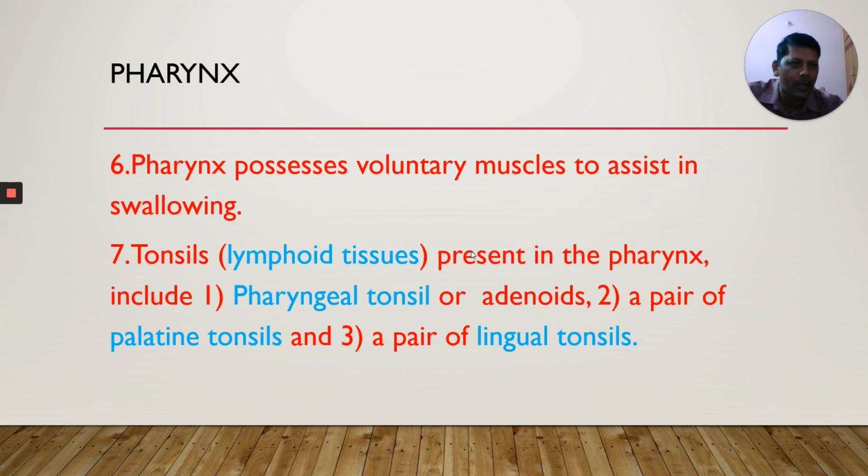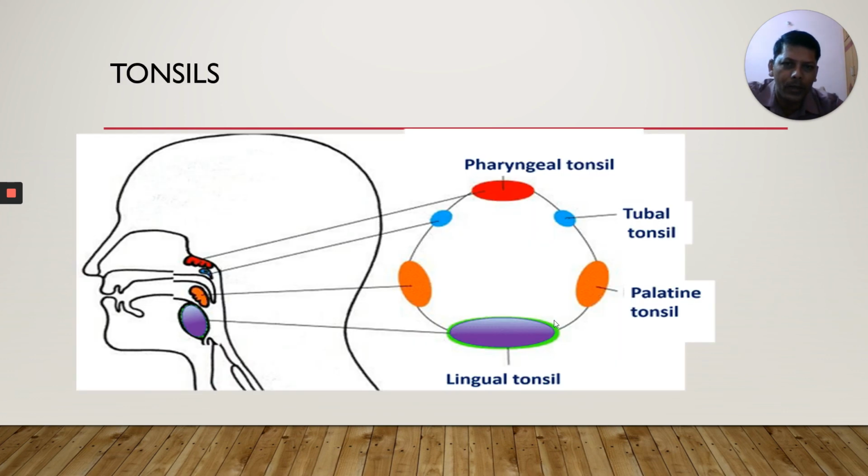Tonsils are made up of lymphoid tissue. What are the three types of tonsils? Pharyngeal tonsil, also known as adenoid tonsil, one in number, palatine tonsils, and a pair of lingual tonsils. These tonsils are arranged in the form of a ring. This is called Waldeyer's ring. It is not a part of your syllabus.